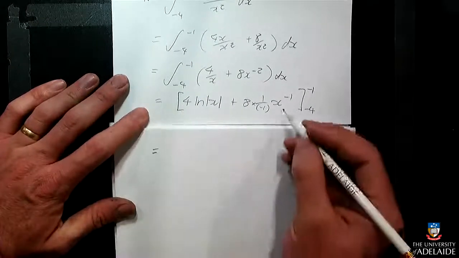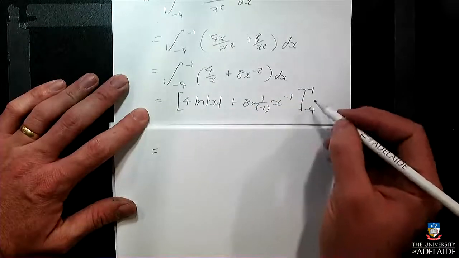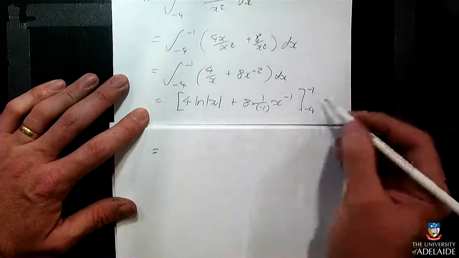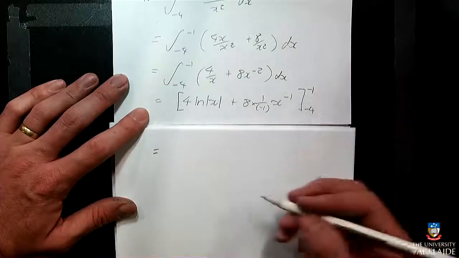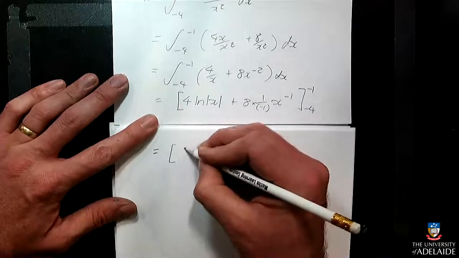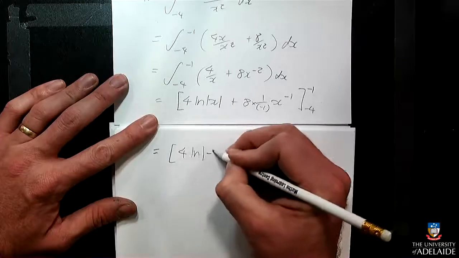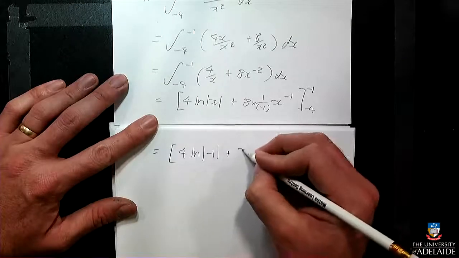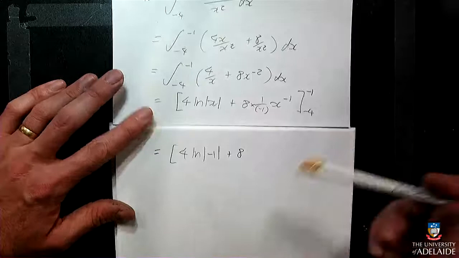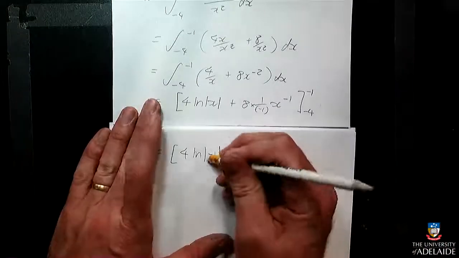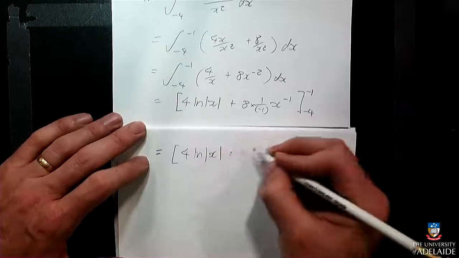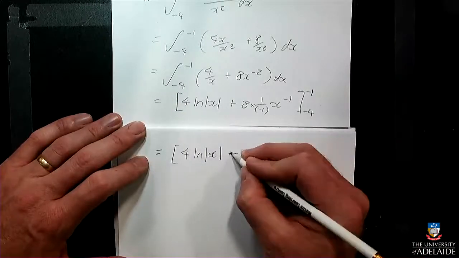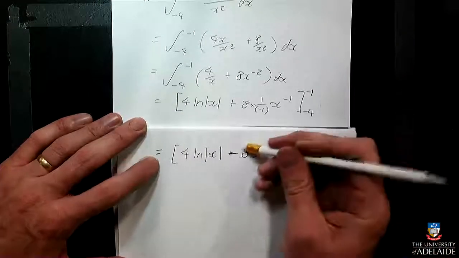And this means that I have to sub minus 1 into this and minus 4 and subtract. So the top number goes in, the bottom number goes in, and I subtract those two answers. So 4 ln absolute value of x, plus 8. Oh, I guess that's going to become a minus 8. Look, I'm just going to keep it to make it as simple as possible before I sub anything in. 8 on x, I guess.